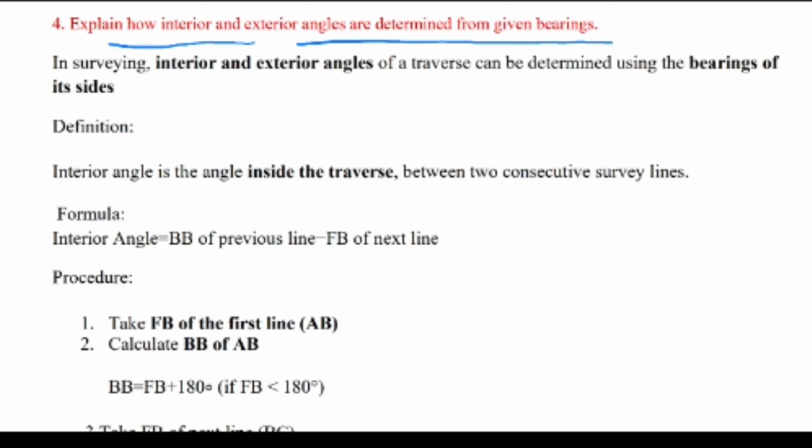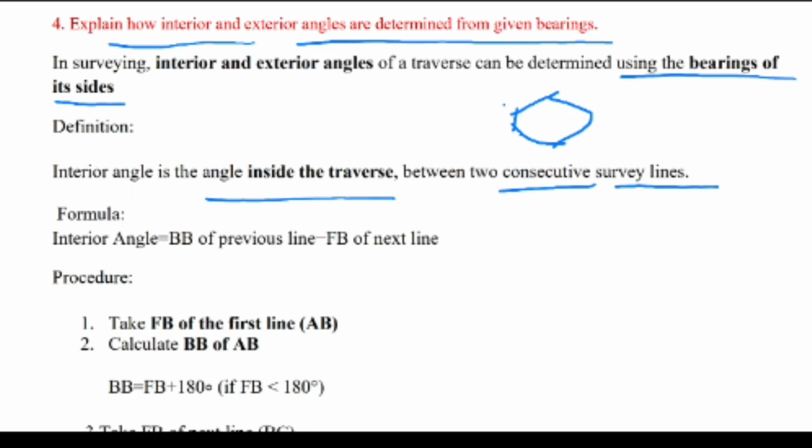So interior angles are used to determine the traverse, something like this. Any point, so it is a complete loop. All the sides of the bearing we need to determine. Interior angle is nothing but the angle inside the traverse between consecutive survey lines. Formula for interior angle: back bearing of previous line minus forebearing of next line.